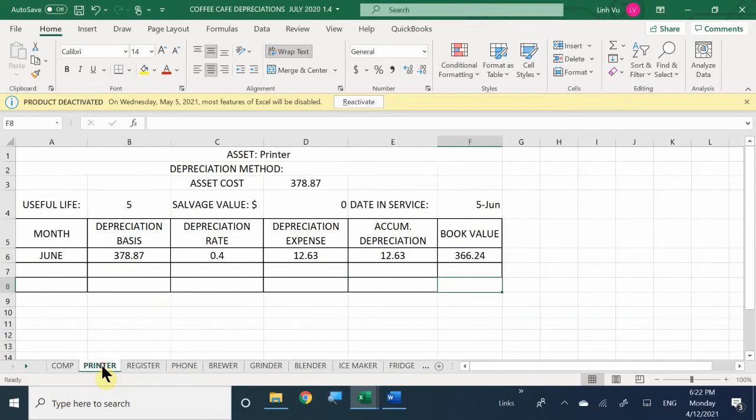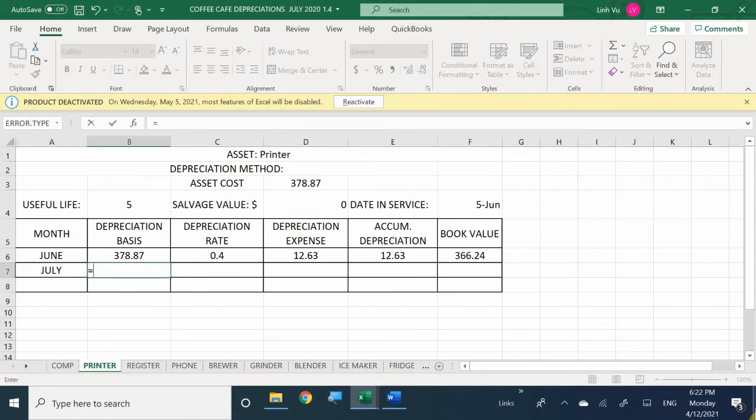Okay. So now we're going to do the same thing to our printer. We're going to solve for the July expense for the printer. So once again, if we started in June at $378.87 and had a depreciation expense of $12.63, I calculated my book value at the end of June to be $366.24. So again, that's going to be my new beginning of the year book value.